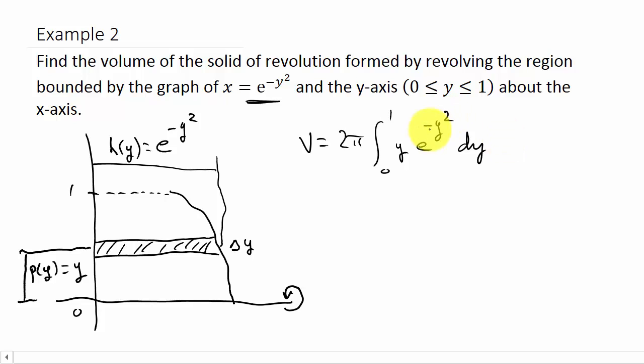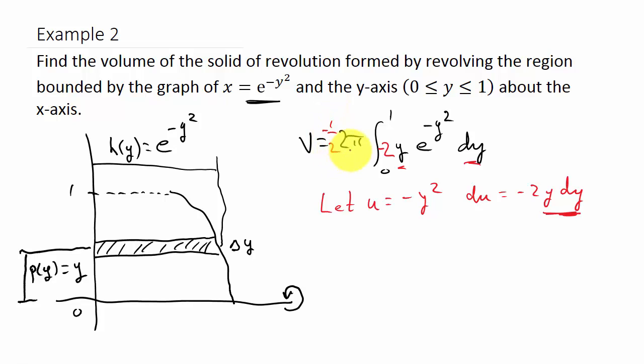Now, I'm not going to go into detail about integrating this. You should be able to integrate it using substitution. You would just let u equal negative y squared. So du is negative 2y dy. And you can see we have a y and a dy. The y and the dy, we need a negative 2. And then we would need to come out here and multiply by negative 1/2.